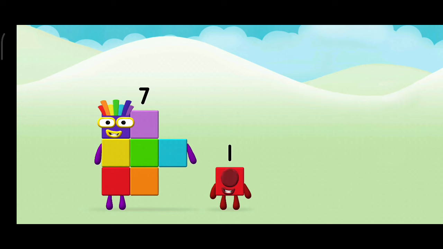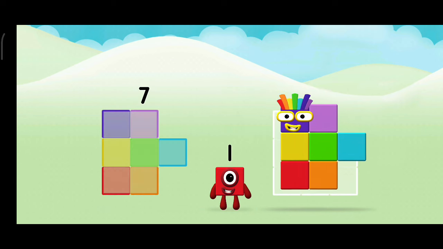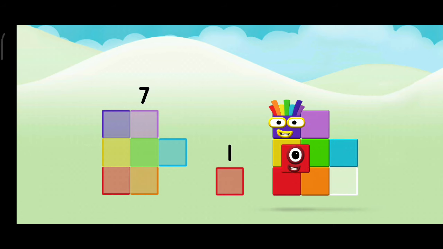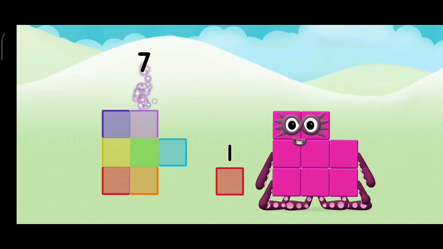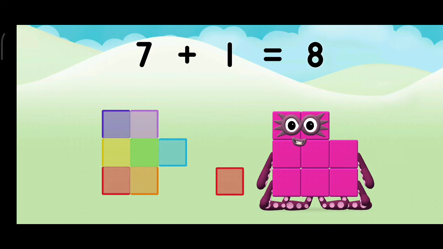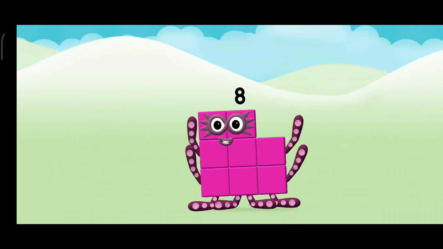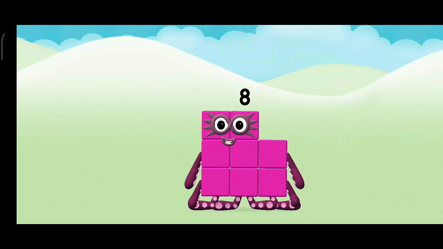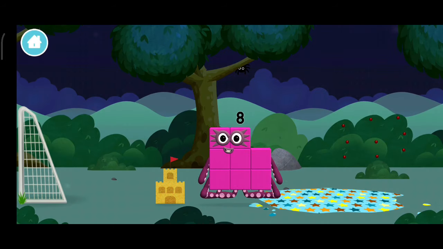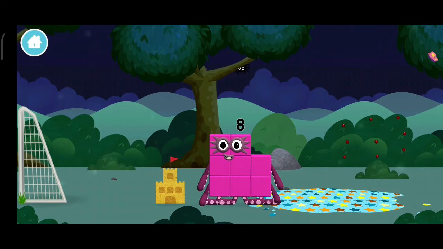Let's see. Now add the number blocks together. Seven. One. Seven plus one equals eight. Well done. You made a new number block.